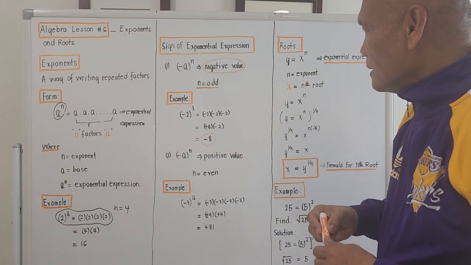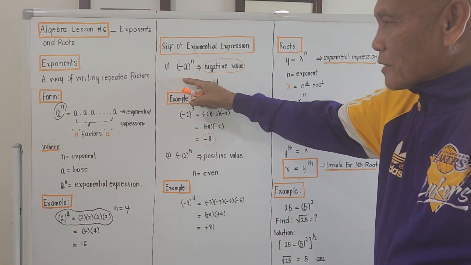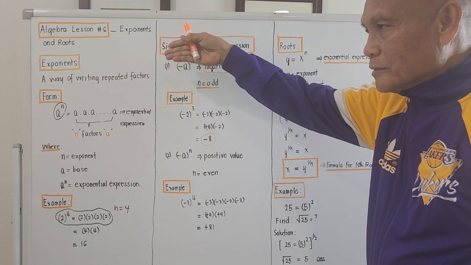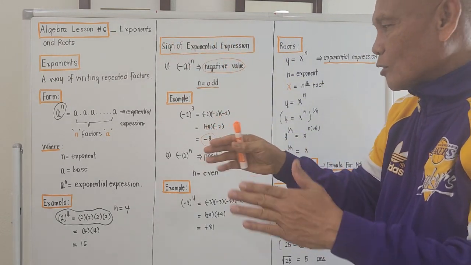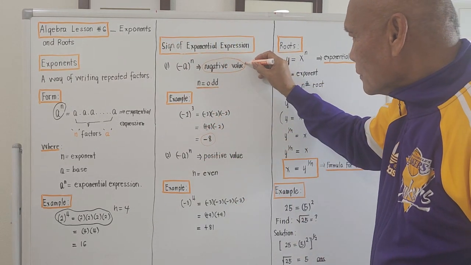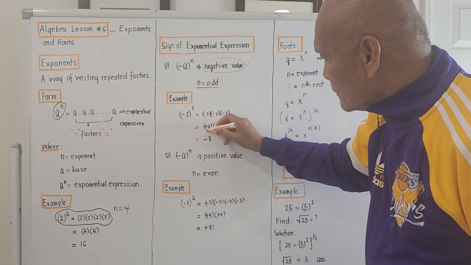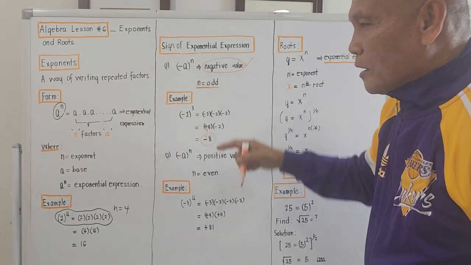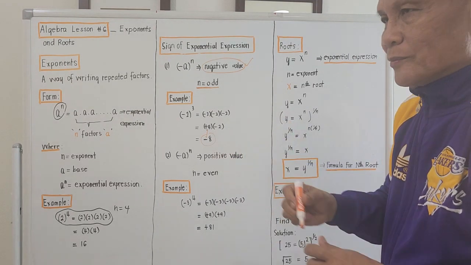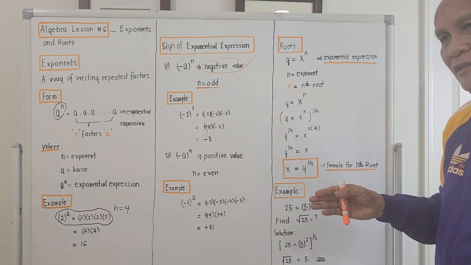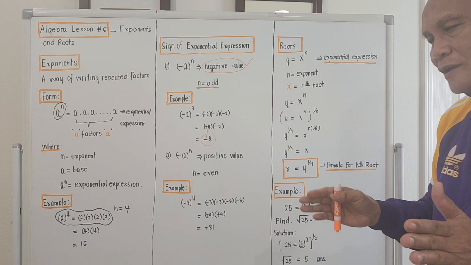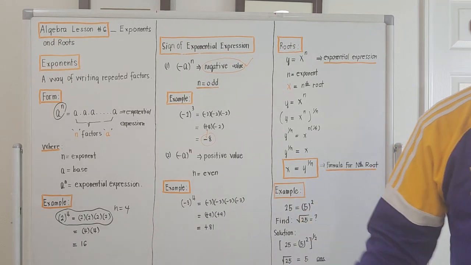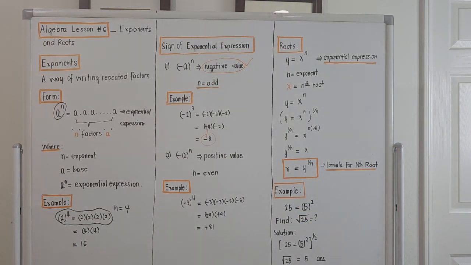So meaning to say, when a negative number is raised to an odd number, the resulting sign of the result will be a negative value. This is negative. That's the meaning of this. Try to remember that one because it's very critical in the simplifications of problems under algebra. Right?